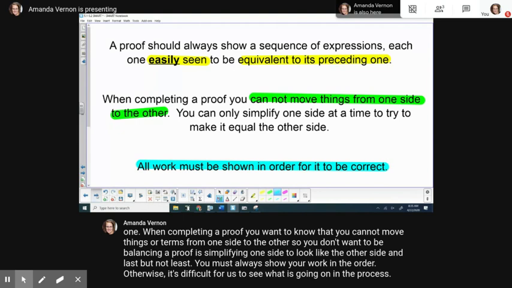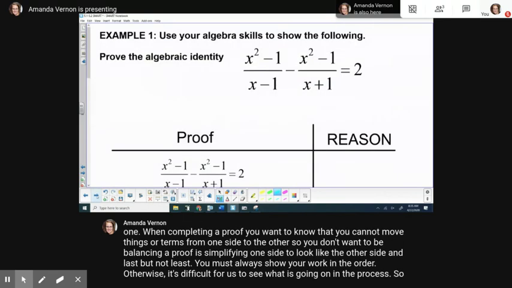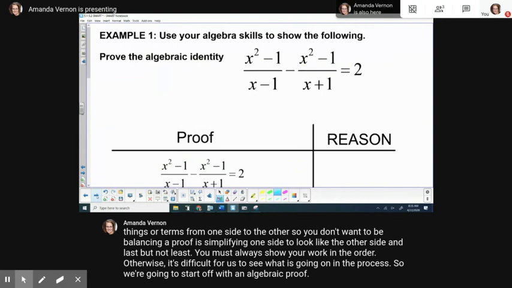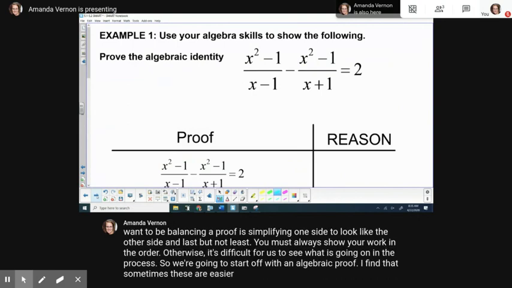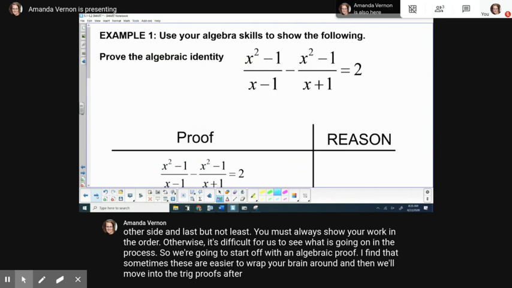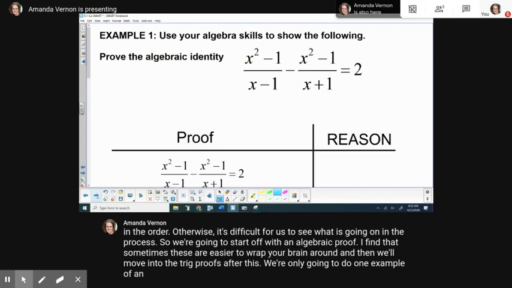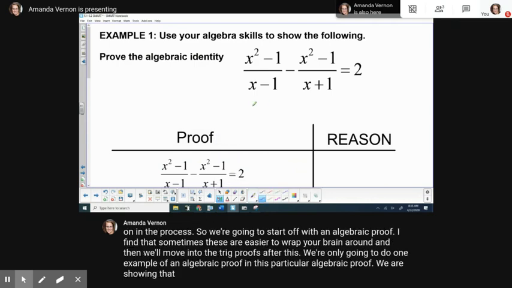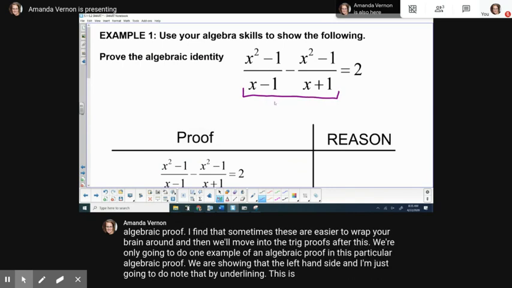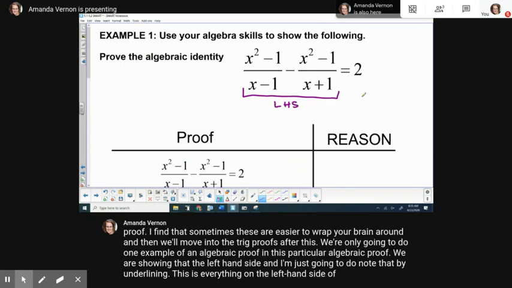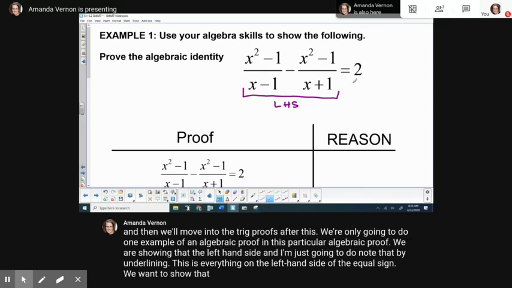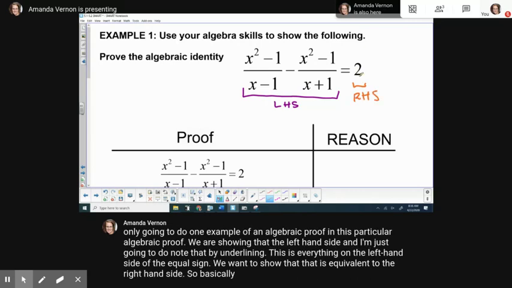Okay. So we're going to start off with an algebraic proof. I find that sometimes these are easier to wrap your brain around, and then we'll move into the trig proofs after this. We're only going to do one example of an algebraic proof. In this particular algebraic proof, we are showing that the left-hand side, which I'm going to denote by underlining, this is everything on the left-hand side of the equal sign, is equivalent to the right-hand side. So basically, there's nothing I can do over here. So I'm only going to be working on the left-hand side.